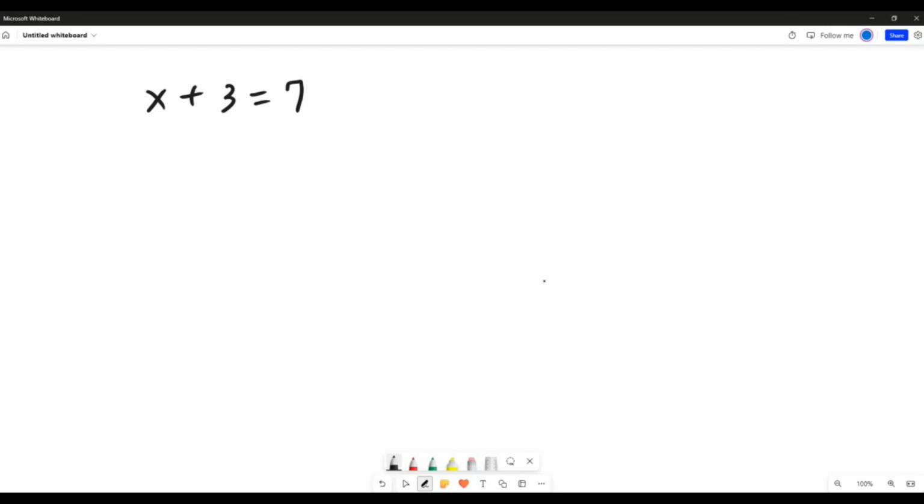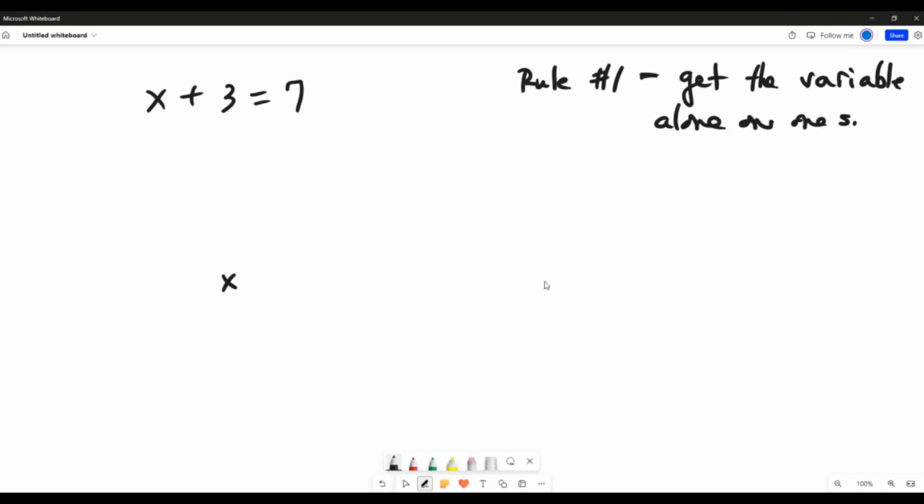So on this side of the equation, we're trying to get x by itself because there are two main rules with equations. Rule number 1, get the variable alone on one side of the equation. That is rule number 1. The variable has to be isolated by itself on one side. Rule number 2.